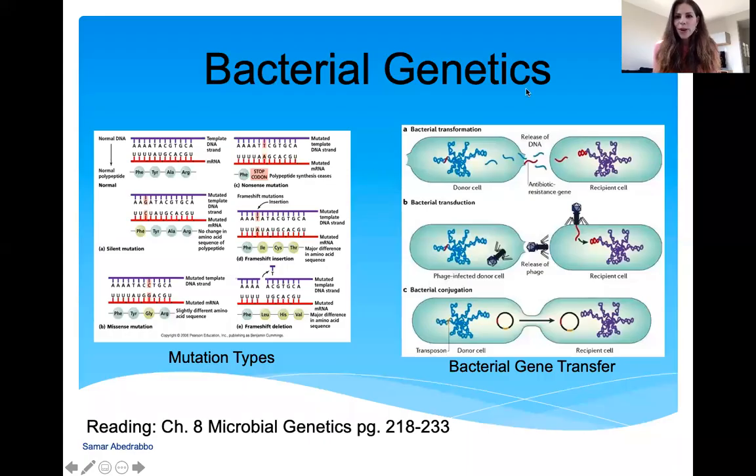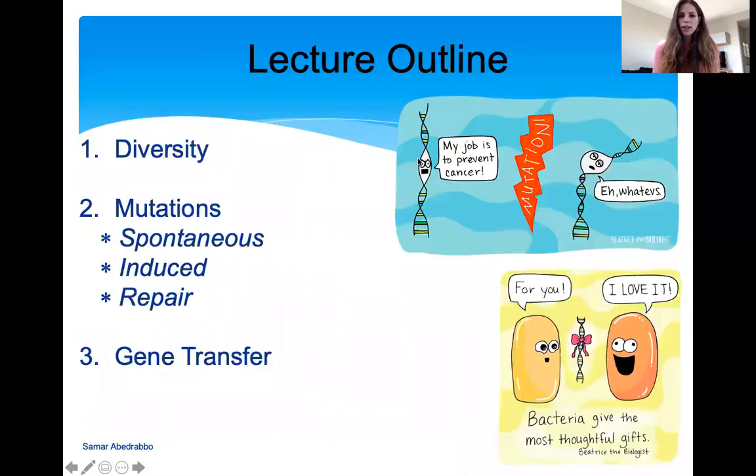Hi everyone, so I'm going to cover the bacterial genetics lecture, and in this lecture we're going to talk about a few things. We're going to talk about how you get diversity between organisms, specifically how we have so much diversity between bacteria. We're going to learn about mutations and different types of mutations, and then finally we're going to end the lecture by talking about different types of gene transfer.